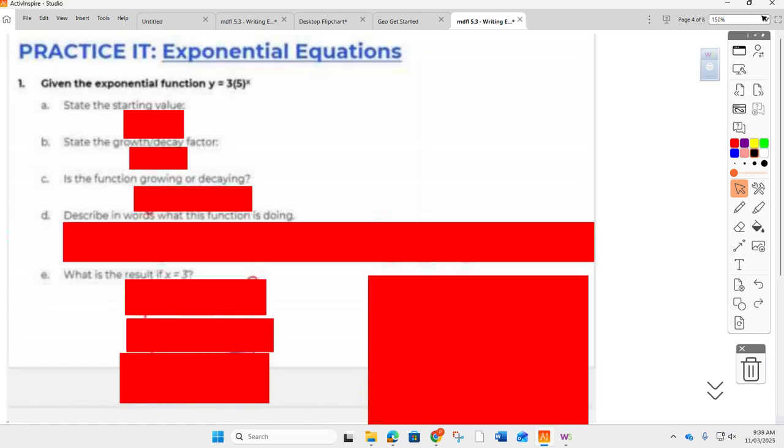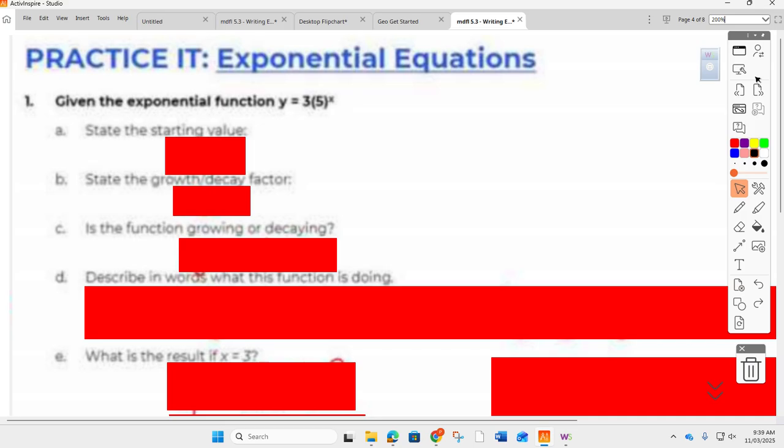So we're going to practice identifying the parts of this exponential function. We're going to start with: what is the starting value? What is the initial value in this function y equals 3 times 5 to the x power? What's the initial value, Amani? Remember that function looks like this. 3, very good. So that is your a. a is the initial value.